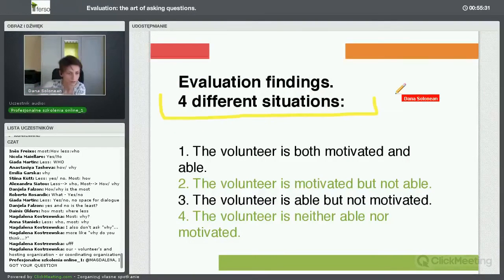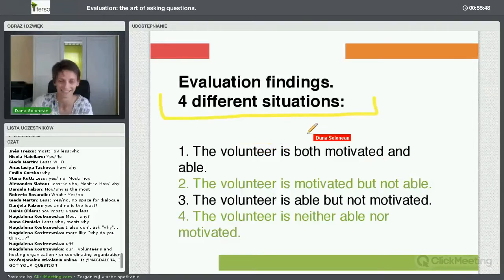Dana, it's Dorota speaking. Just to make sure that you know, we have about 6 minutes left. I know that you have a few slides left, so no worries. But you know, just in case. Thank you very much. She's my time guardian.